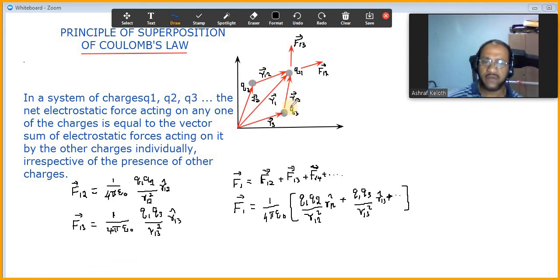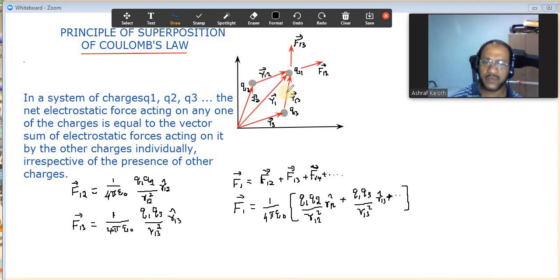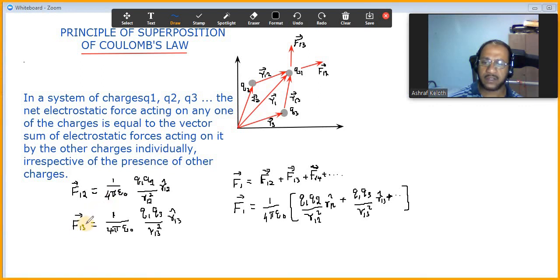Then when we consider the force acting on Q1 by Q3, we consider Q2 to be absent. It means the presence of Q2 will not influence the force between Q1 and Q3. So we can find out individually the force exerted by each charge on Q1 and finally add them by the vector addition method. That will give the total force acting on the charge Q1 in this system of 3 charges.